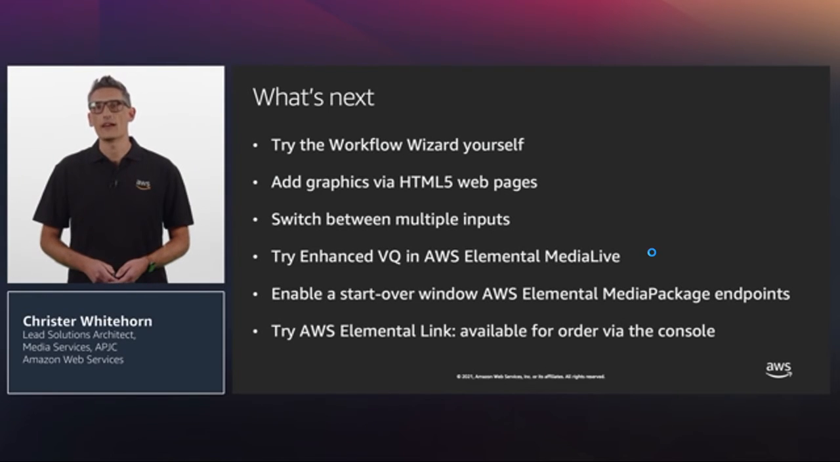As I showed you, Elemental Link is a managed, configuration-free device that simplifies setup and operational tasks at the on-premise source location. Link is available for purchase directly from the AWS console. As I mentioned earlier, it comes pre-configured for the account from which you order it and the region specified at the time of order. We also have a process to transfer the device between regions or from one account to another if you wish.